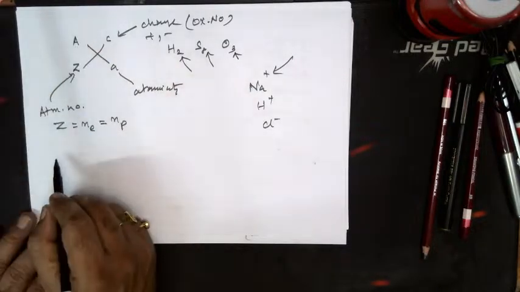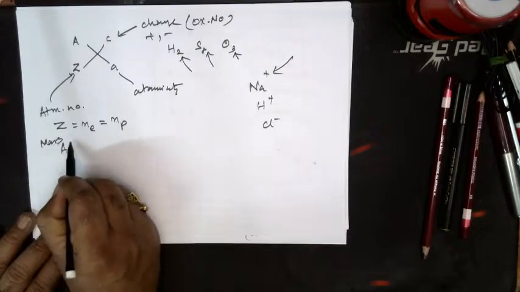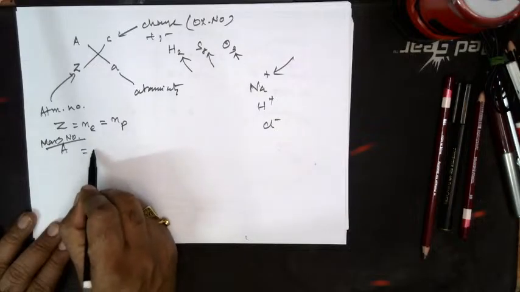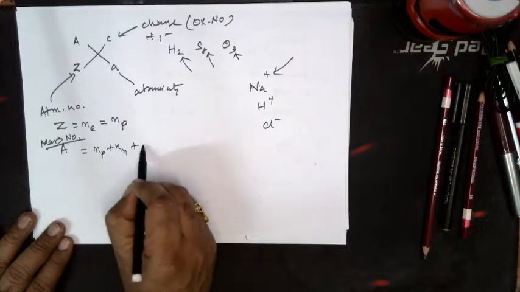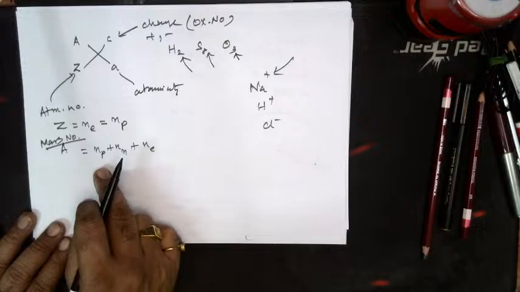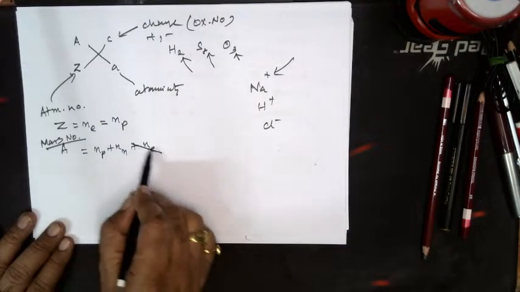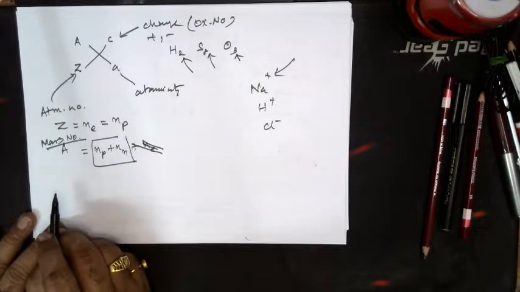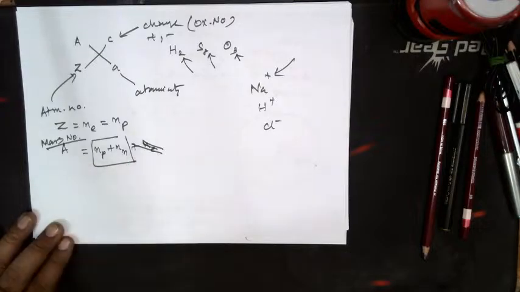And what about A? A is called the mass number or atomic mass. So A is nothing but the number of protons plus the number of neutrons. In fact, we can add the number of electrons also, but compared to the mass of the proton, the mass of the electron is negligible, so we don't consider this. So we have to consider only this. Are you able to follow? Right. So this is called the mass number.